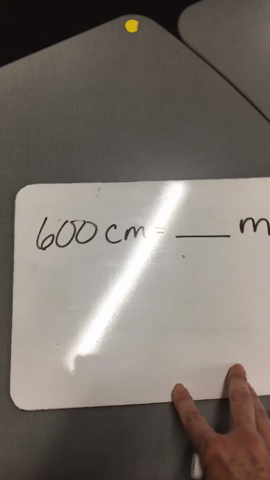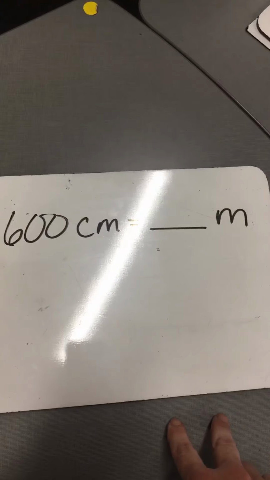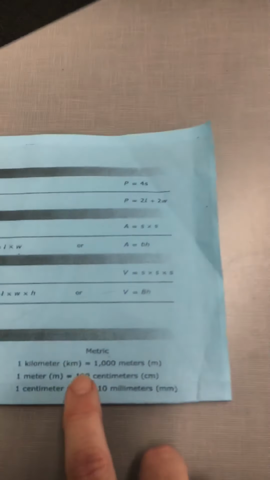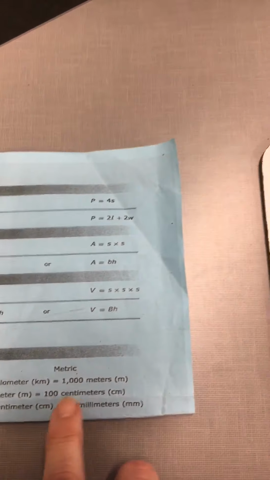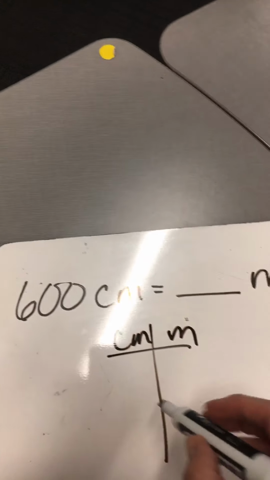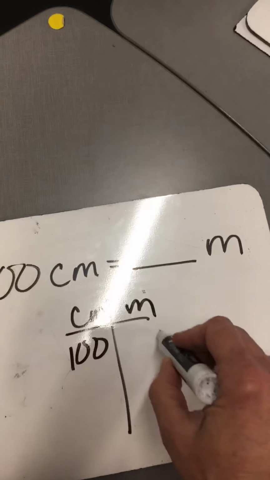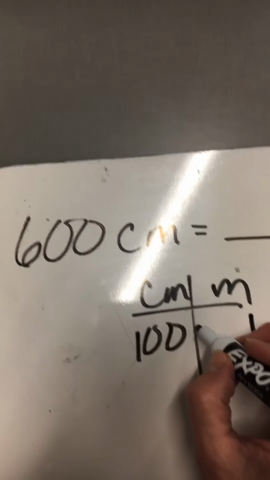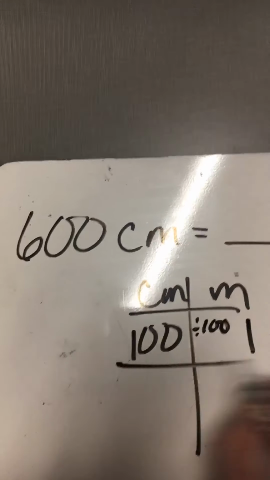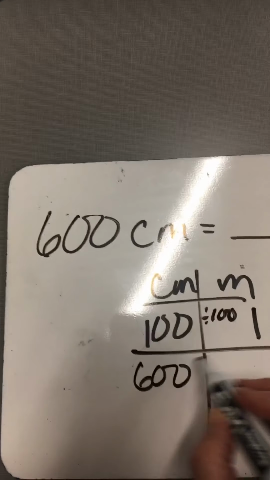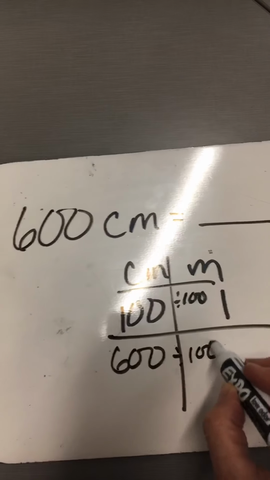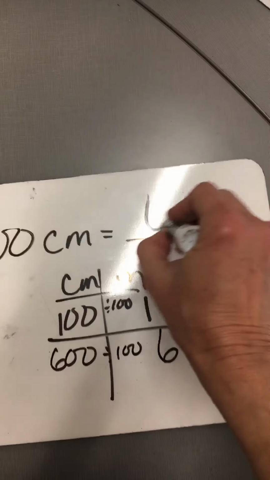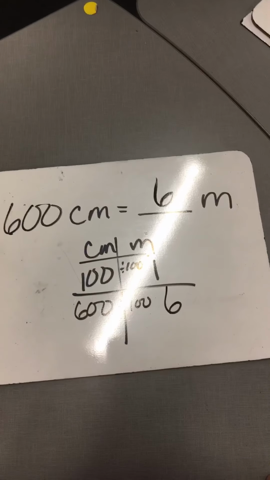Okay, here is another problem. How many centimeters, 600 centimeters is how many meters? If we look at our measurement chart, 1 meter is 100 centimeters. So here's centimeters and meters, 100 of these to make up 1 meter. Those are getting a whole lot smaller, so I am dividing by 100. So if I have 600 divided by 100, that would just make 6 meters.